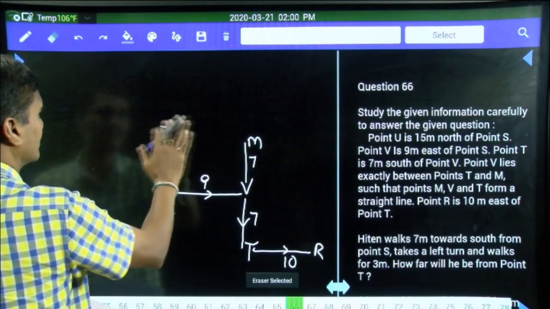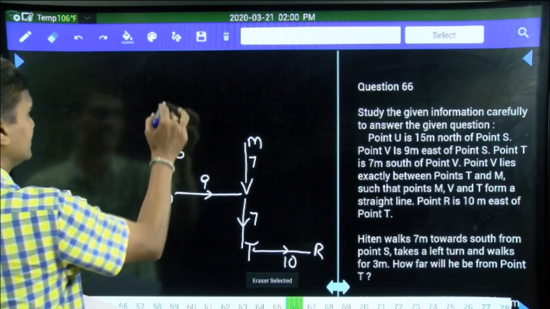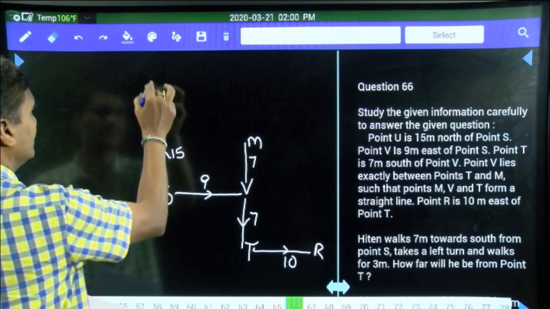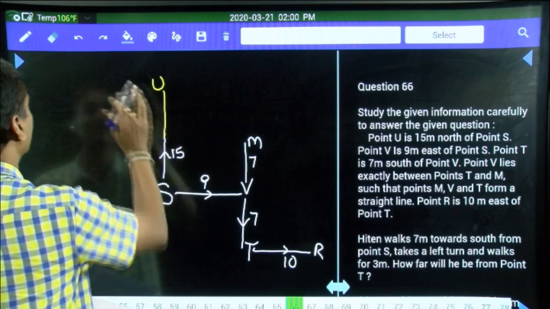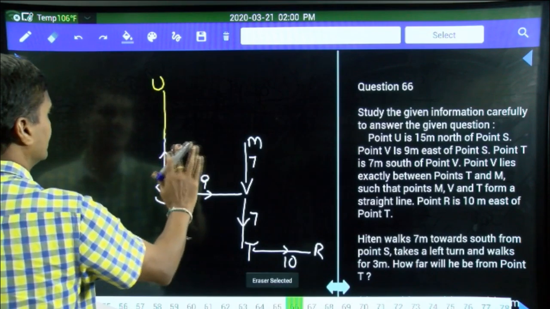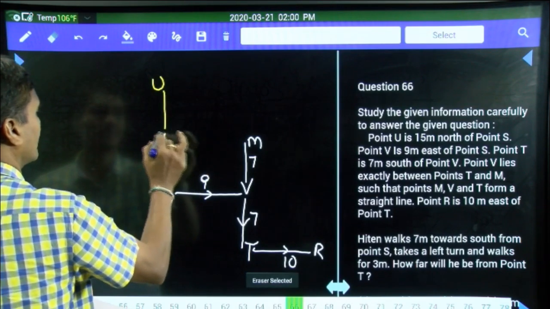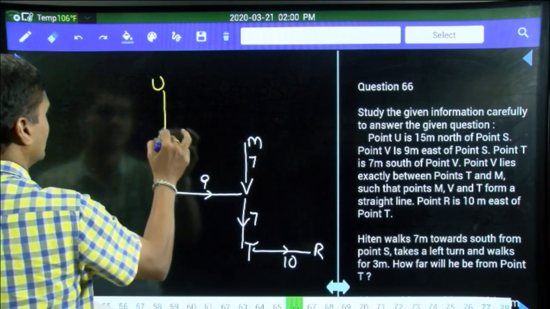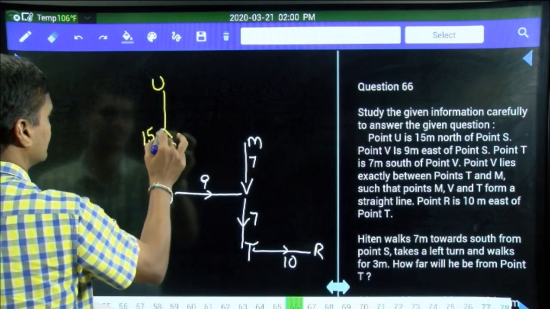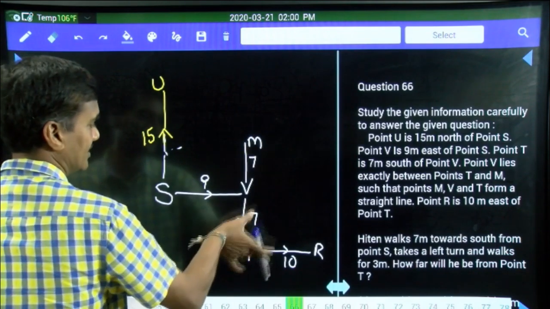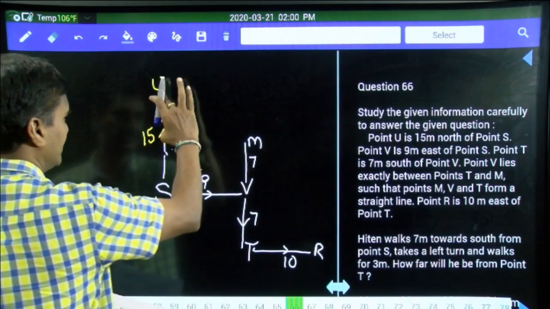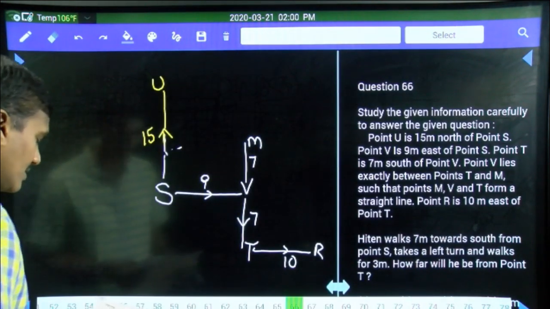let us put U a little further ahead, because the distance is 15 meters. U is here, now it is 15. U is 15 meters. Now from here it is 7. This is 7. Now from here it is 8.